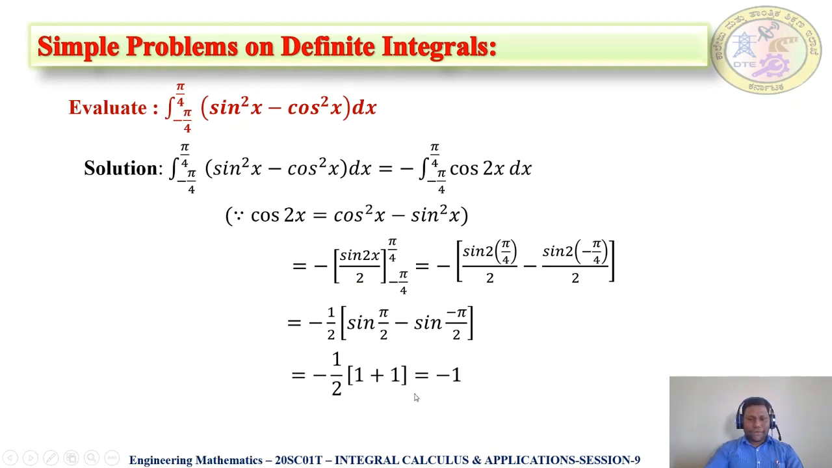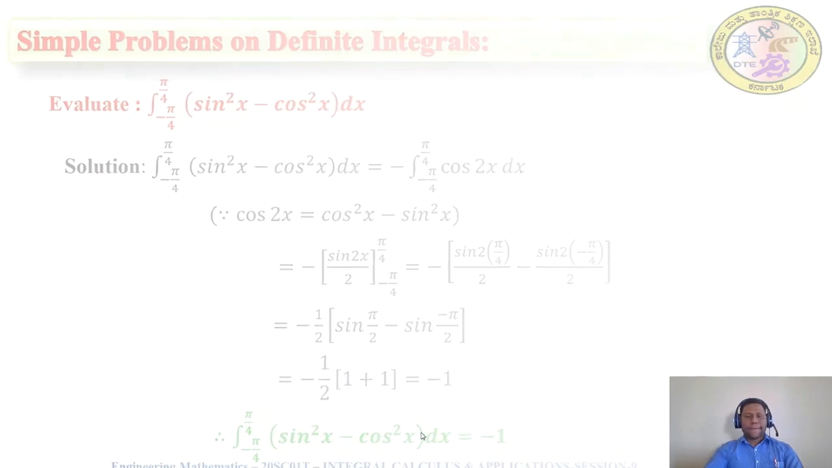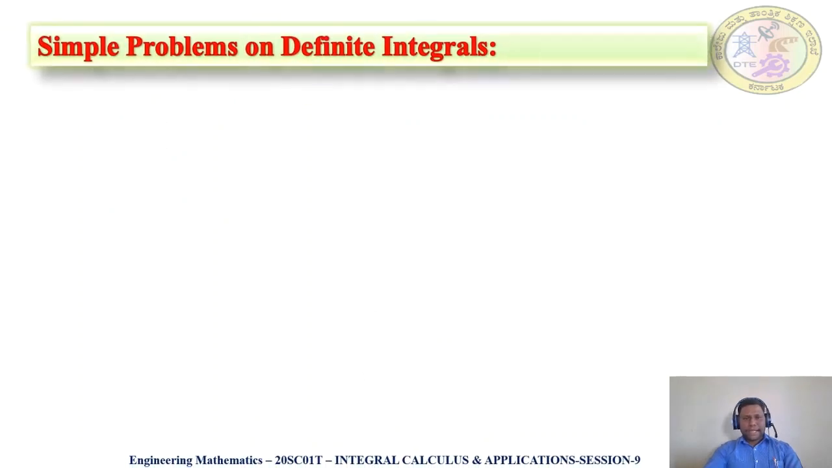Again sine 90 is 1. So here also sine 90 is 1. This minus will come here. It becomes plus. So we get 1 plus 1, 2. 2 gets cancelled. It remains with minus 1. Therefore, integration from minus pi by 4 to plus pi by 4 of sin square x minus cos square x dx is minus 1. Similarly, another one, integration from 0 to pi by 2 of sin x plus cos x whole square dx.